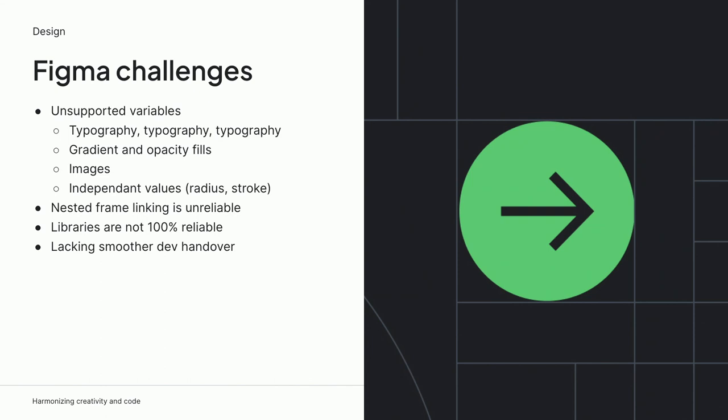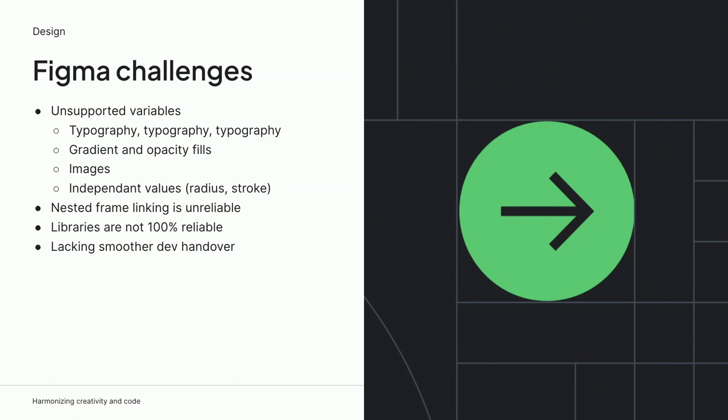But if you are creating a design system, that can be a challenge for some people if text styles are not supported in variables yet. Gradient and opacity fills, images are also not supported, as well as independent values. So if I want to have a border, I can have that, but if I want to have only the underline of a border, that independent value is not yet supported.